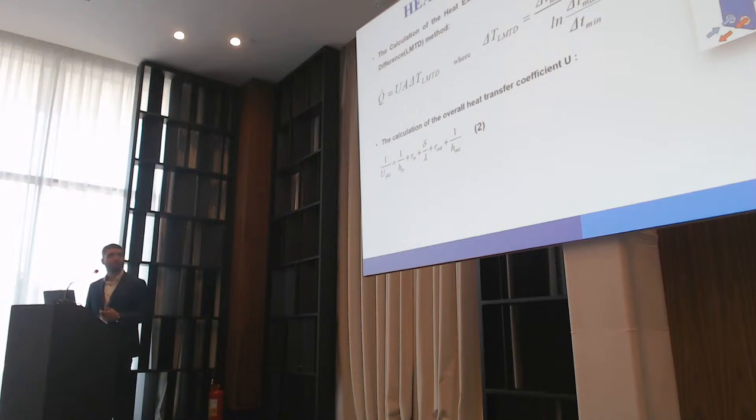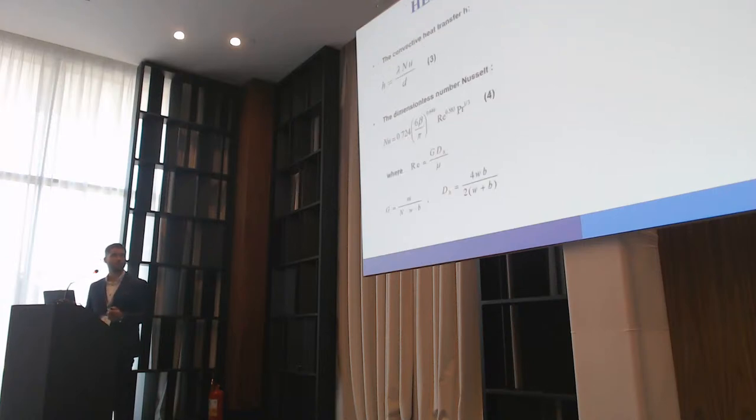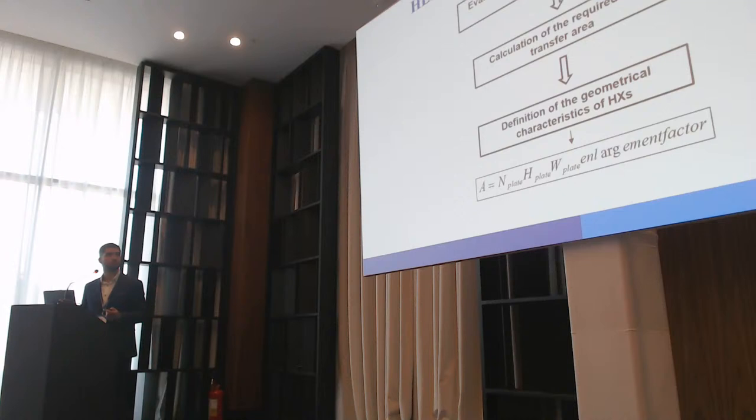In this method, in relation 1 of the slide, the logarithmic mean temperature difference is calculated by the energy analysis. Then in this relation, the overall heat transfer coefficient is calculated by relation 2, in which the convective heat transfer coefficient is calculated by relation 3. In this relation, the dimensionless Nusselt number is given by relation 4. After the evaluation of the overall heat transfer coefficient, we can calculate the required heat transfer area, and we can define the geometrical characteristics of the heat exchangers of the system.